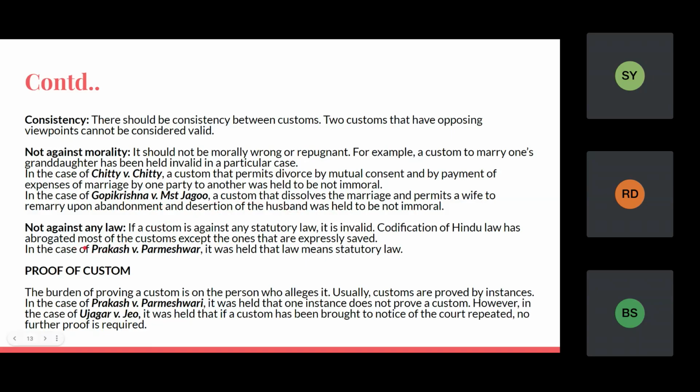Okay. So also, a custom must not be against any law. If a custom is against any statutory law, which is something passed by a statute, it is invalid. A statute is nothing but a legislation. Whatever laws Parliament and the State Assembly pass are nothing but statutory law. So if a particular custom is against statutory law, it is invalid.